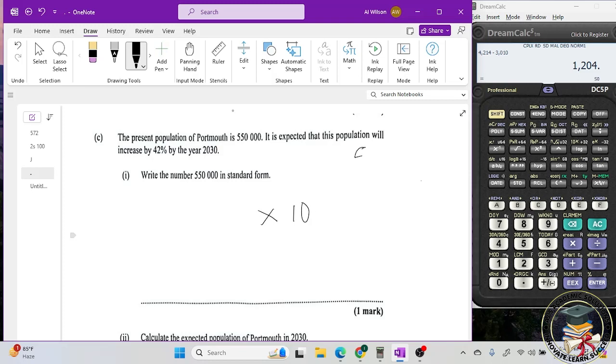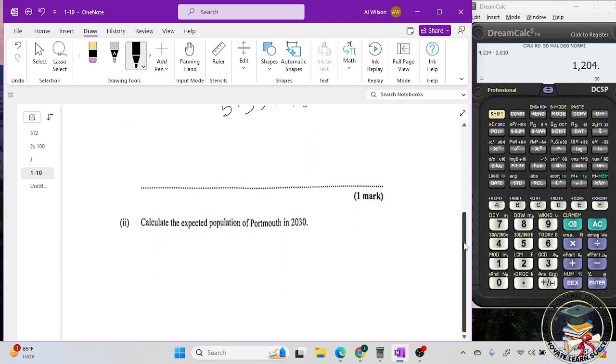Now, let me just write this out. So we have 550,000. Since we have 55, and 55 is greater than 10, we'll put a decimal point here, because remember the base number has to be between 1 and 10. So we'll do 5.5. Now from this point, we count how many places we move, and that's going to be our power. So this is 1, 2, 3, 4, 5. So the answer is 5.5 times 10 to the 5th power.